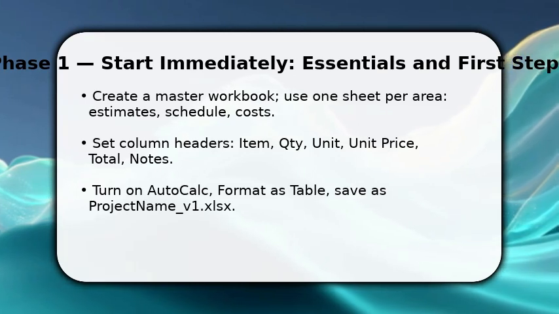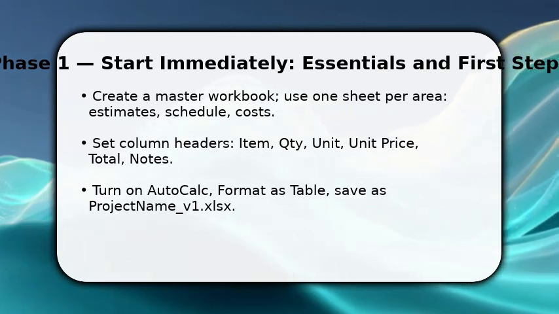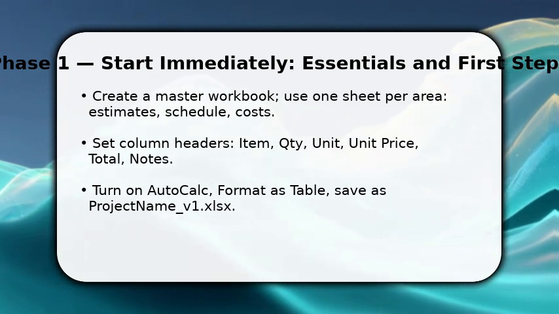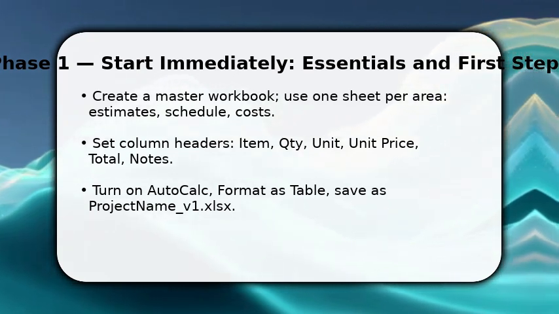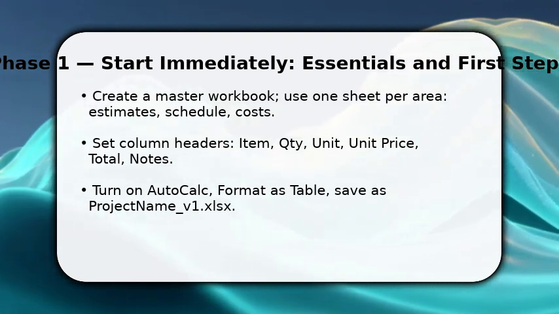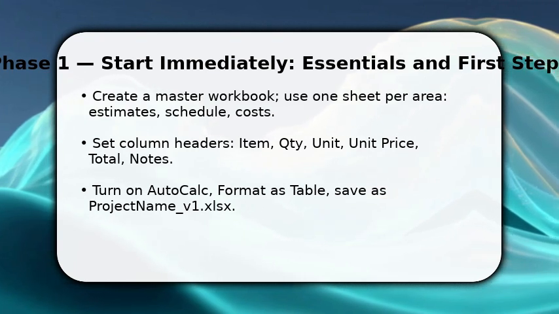Enjoy the video. You begin by creating a single master workbook so data stays centralized. First, add sheets for estimates, schedule, and costs. This keeps roles clear. Then set column headers: item, QTY, unit price, total, notes. Consistent headers enable formulas to copy correctly.